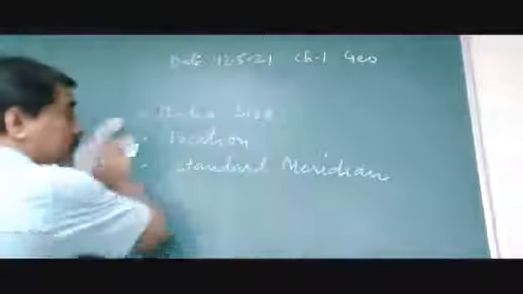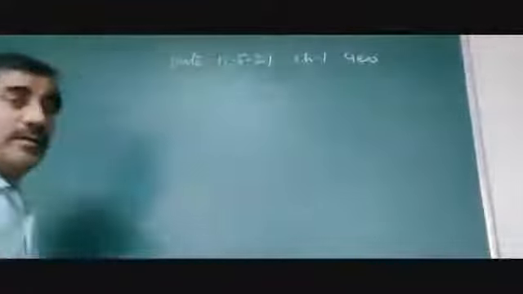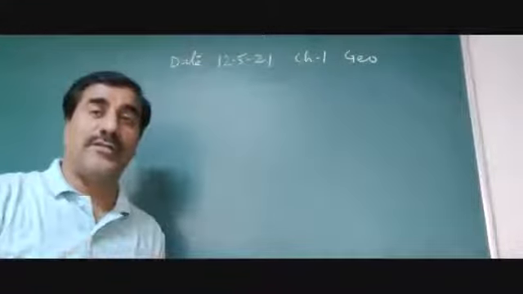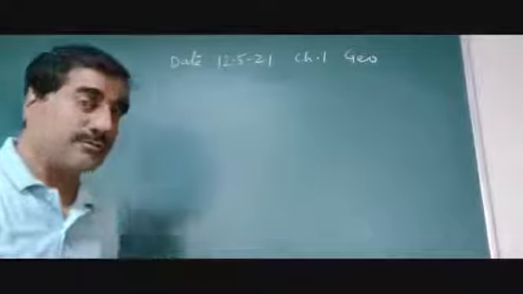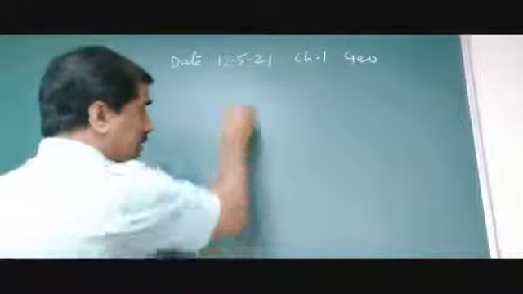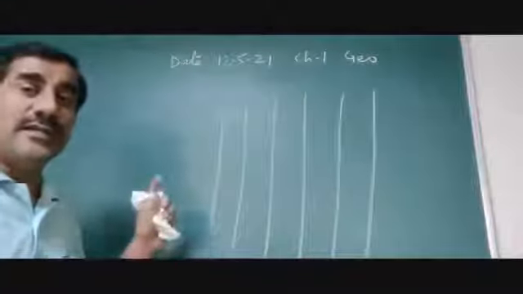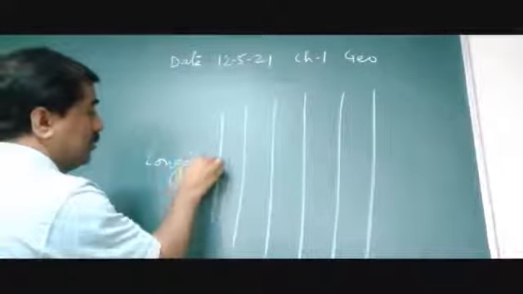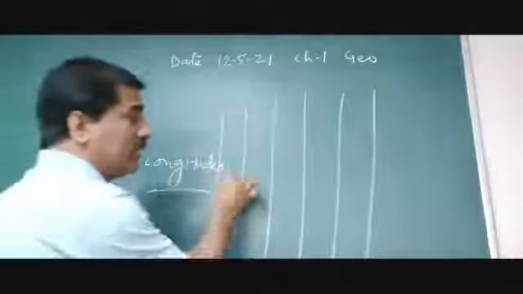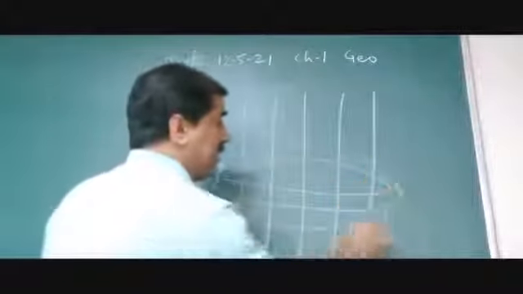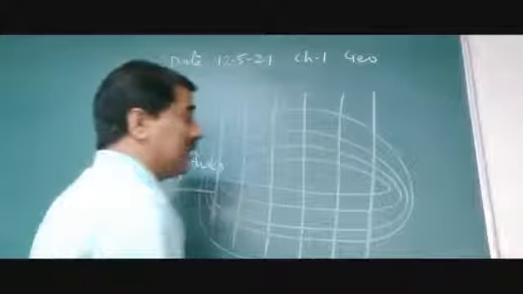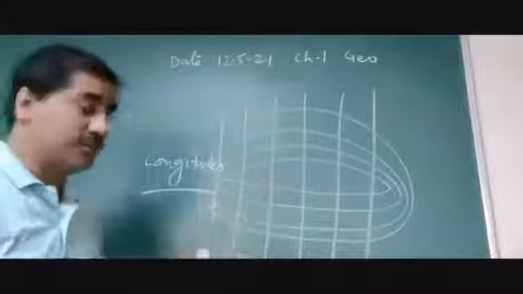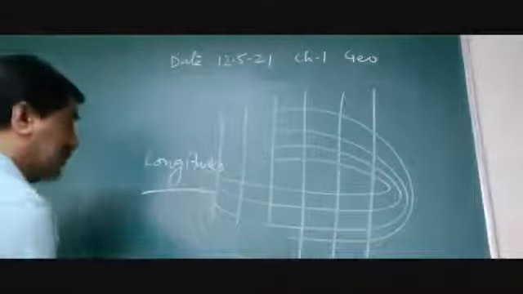So dear, before starting this lecture, first I want to discuss what latitude and longitude are. You know very well, such vertical lines on a globe are considered longitudes, and horizontal lines or circles, running from east to west, are considered latitudes. Yesterday we discussed latitude and longitude.